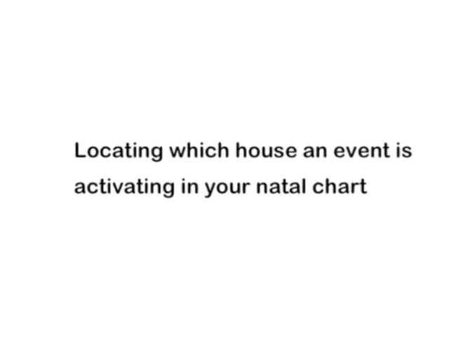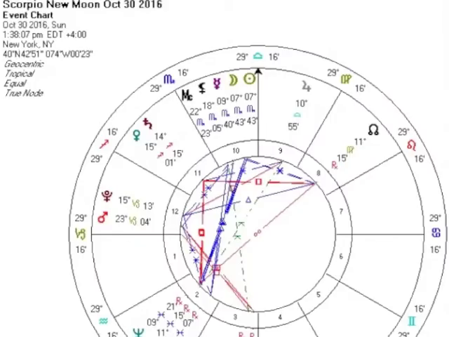So, question: how do I find the Scorpio New Moon on October 30th in my natal chart? And this applies to pretty much any event that you want to find and locate in your chart. We can see from the new moon chart that the sun and moon are conjunct at 7 degrees Scorpio and 43 arc minutes, so 7 3/4 degrees Scorpio. Sun and moon are always conjunct at a new moon by definition.